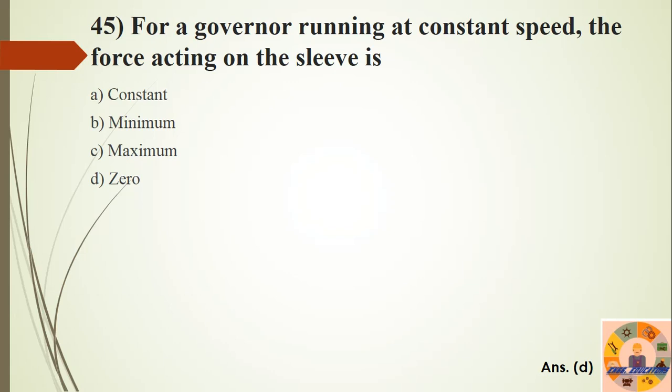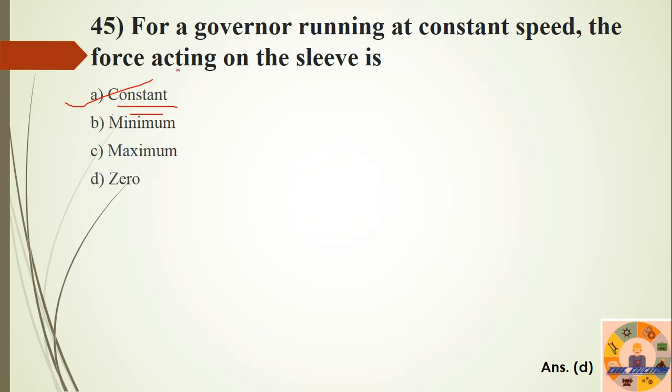The next question is, for a governor running at constant speed, the force acting on the sleeve is option A constant, option B minimum, option C maximum, or option D 0. So the right answer for this question will be constant.